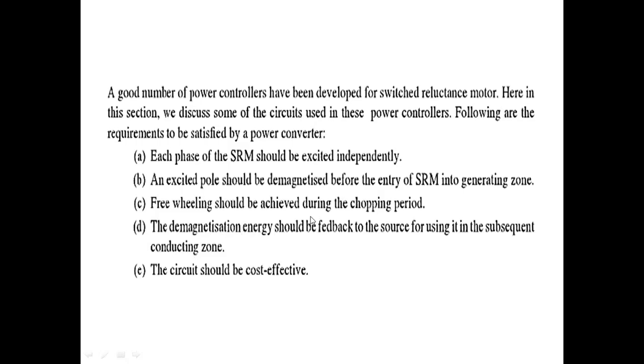Freewheeling should be achieved during the chopping period. The demagnetization energy should be fed back to the source for use in the subsequent conducting zone. By using these freewheeling diodes, the available energy is fed back to the source for use in the subsequent conducting zone. Next one, the circuit should be cost effective. These are the requirements for choosing the best power converter or power controller circuit.